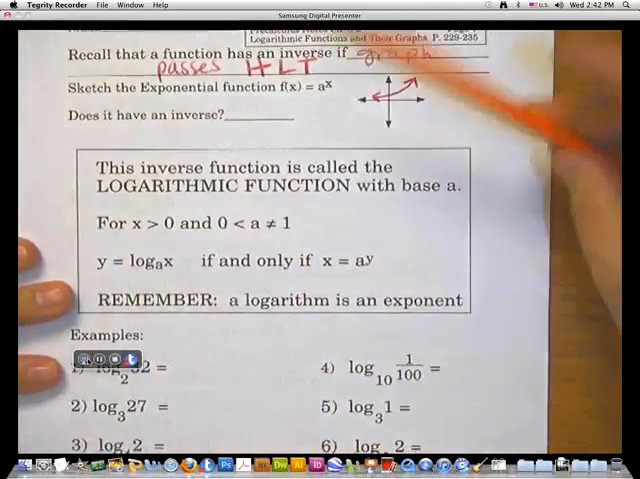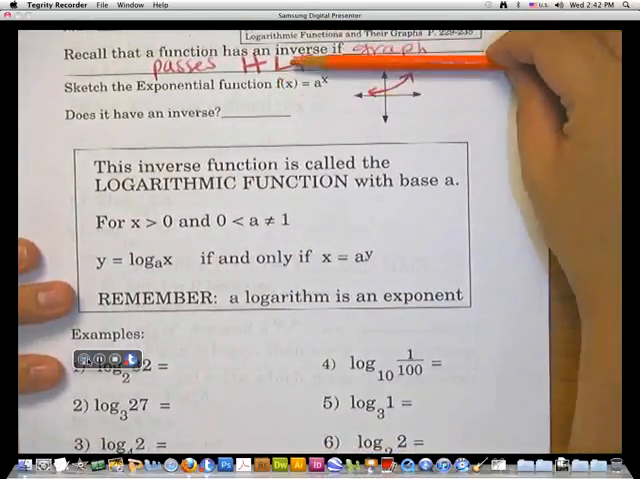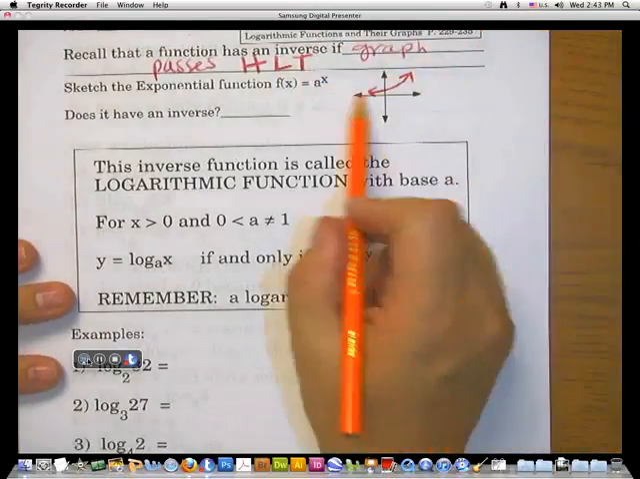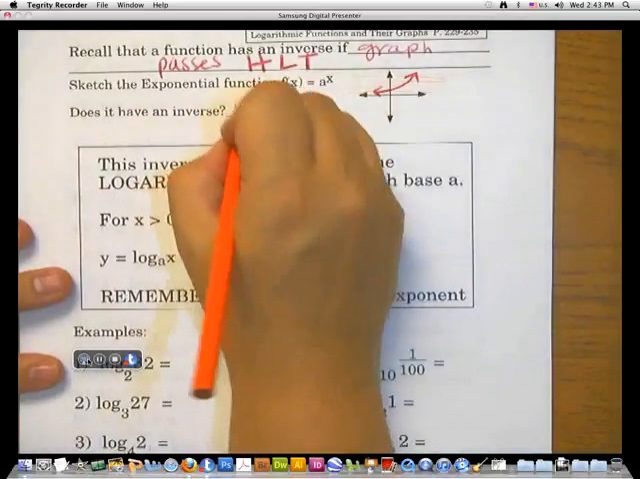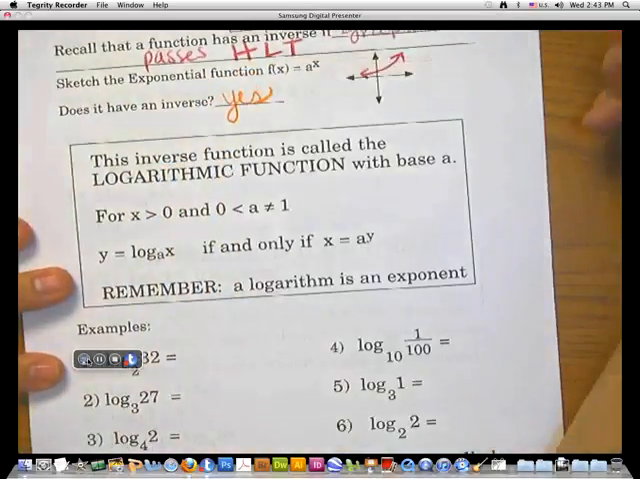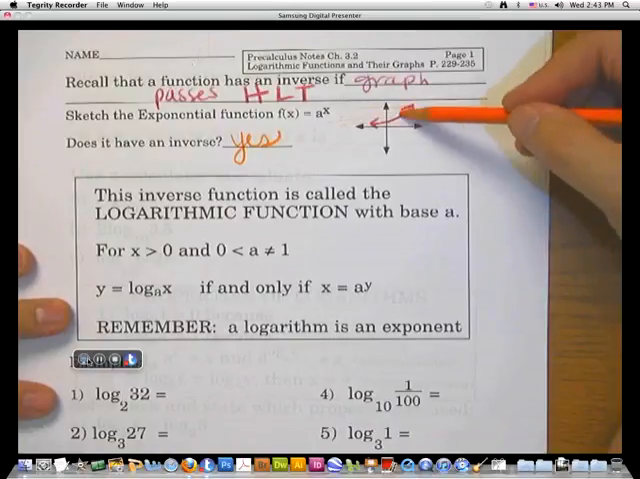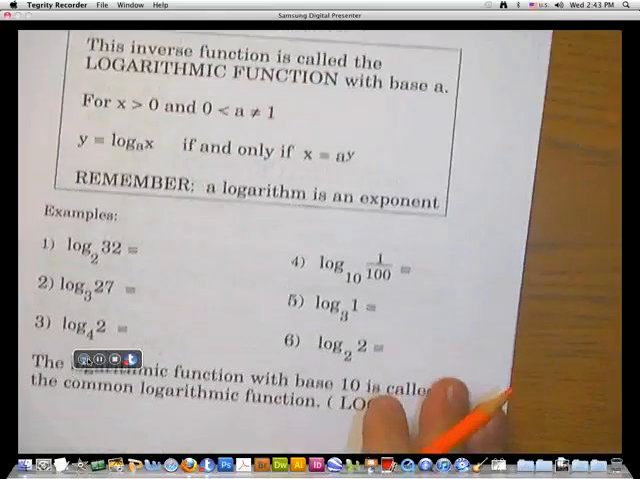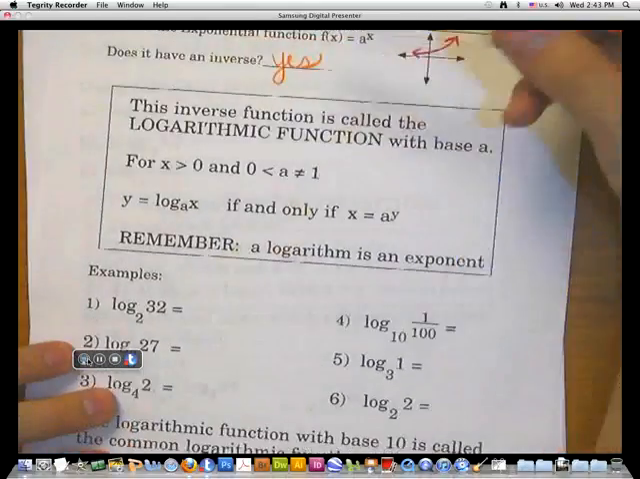If I run a horizontal line over my exponential function, I only hit one time, one time, one time. I constantly only hit one time. Therefore, it does have an inverse. Because the original passes the horizontal line test, the inverse exists. So, if an exponential has an inverse, what's the inverse? And that's what we're going to start talking about here.